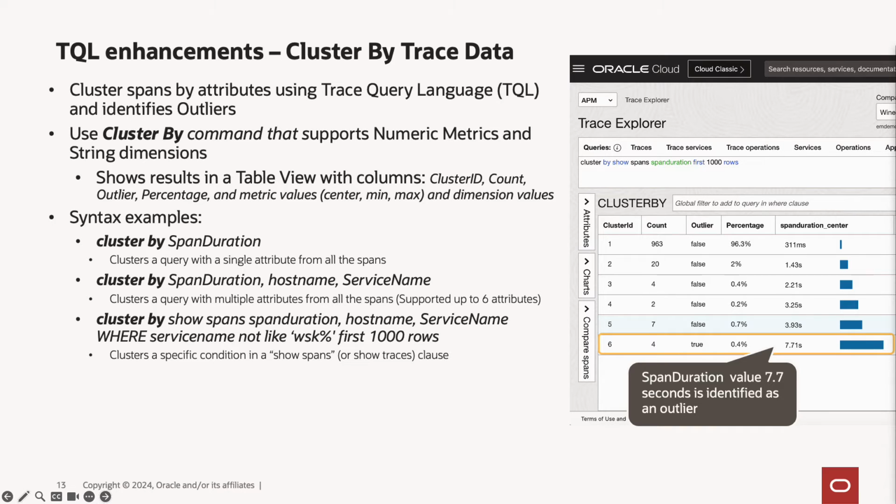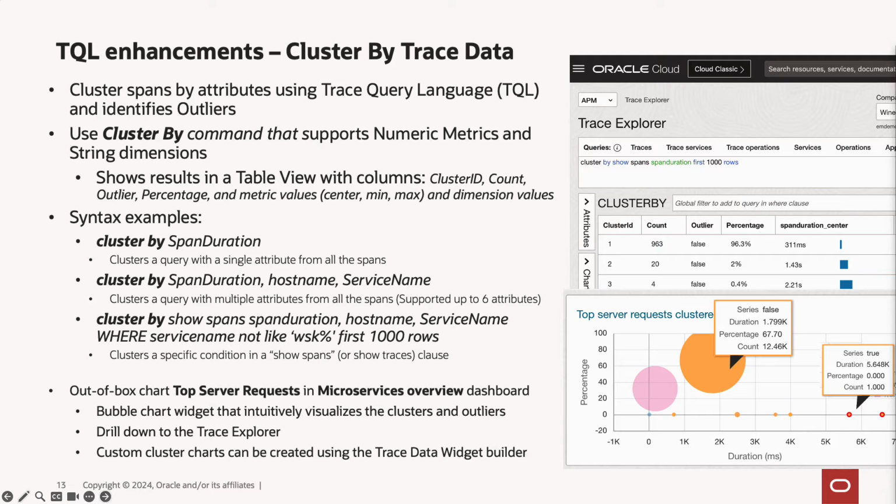The screenshot at the right shows a table view when the cluster by command was executed with a query showing spans with values of the span duration metric. The query created a cluster based on the range of the values, added count and percentage to each cluster, and measured an outlier out of them.